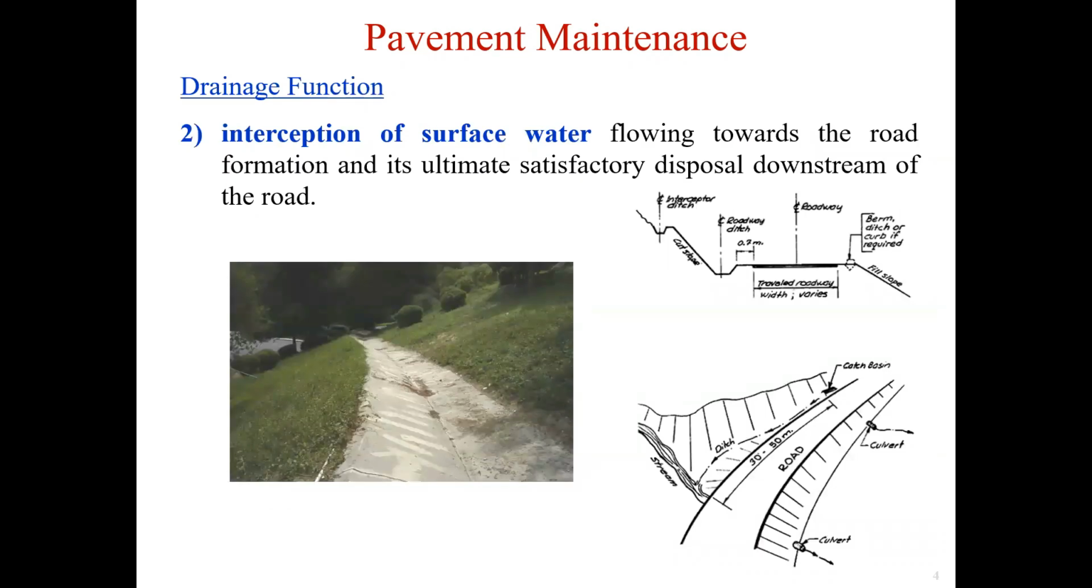The second drainage function is the interception of surface water flowing towards the road formation and its disposal downstream of the road, so that it will not cause damage to the road or to adjacent property.